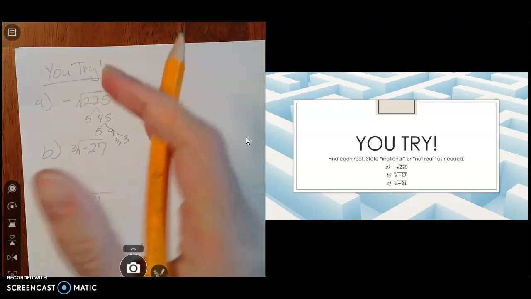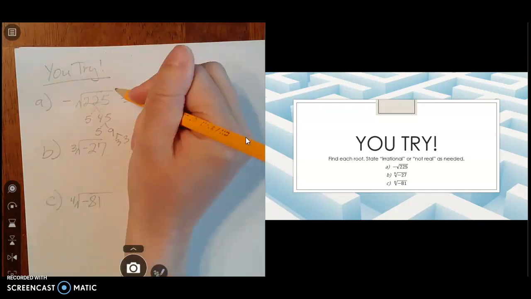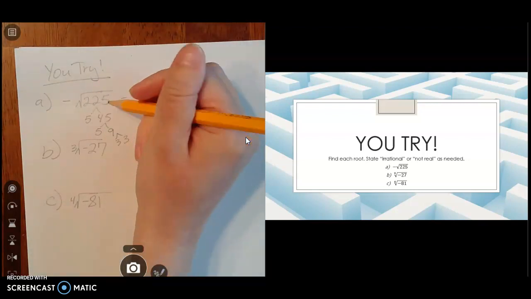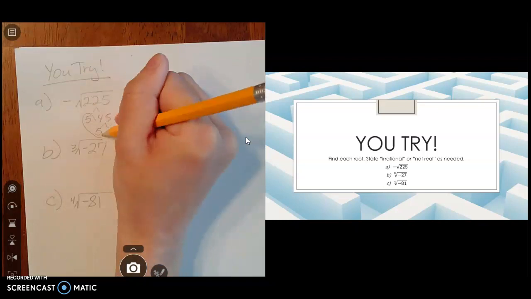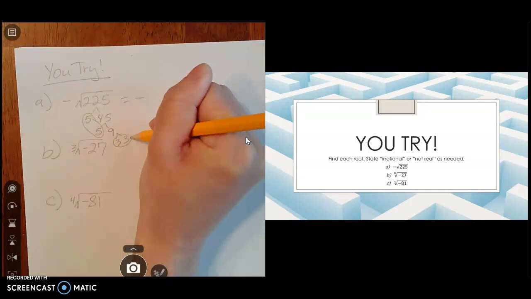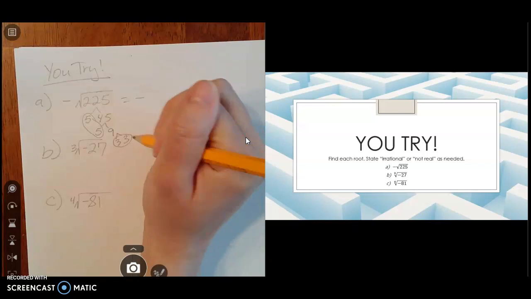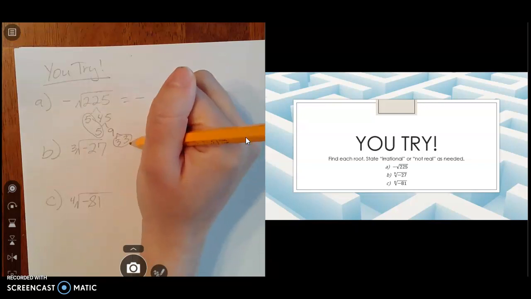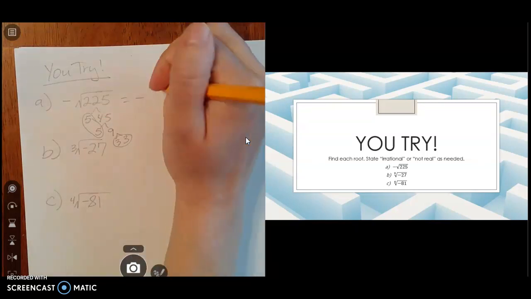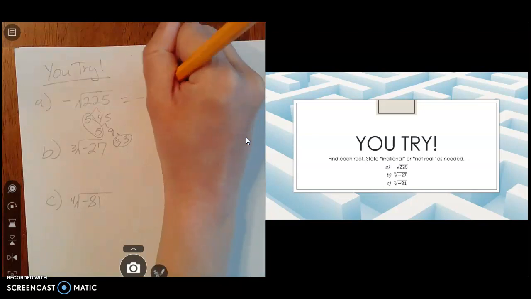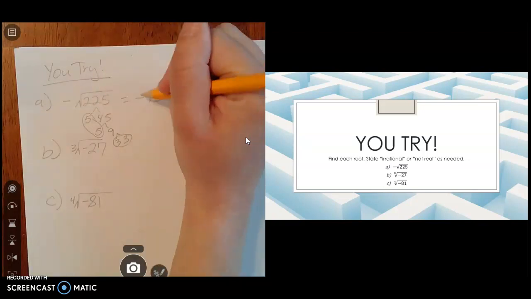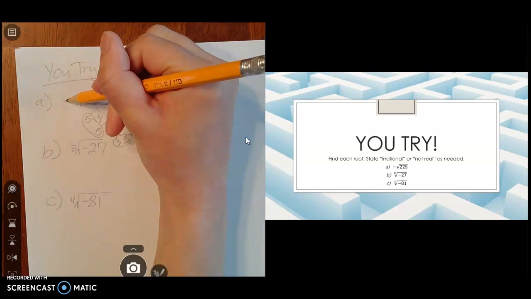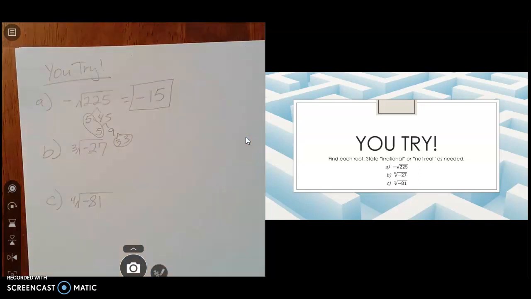And 9 can be broken into 3 times 3. So then with our square root, you're just looking for groups of 2 because it's squaring. So we've got a group of 2 5s and we've got a group of 2 3s. So basically we can take out a 5 and we can take out a 3. Okay? And 5 times 3 would be 15. So the square root of 225 is 15. The negative from out front just becomes a negative in our answer.